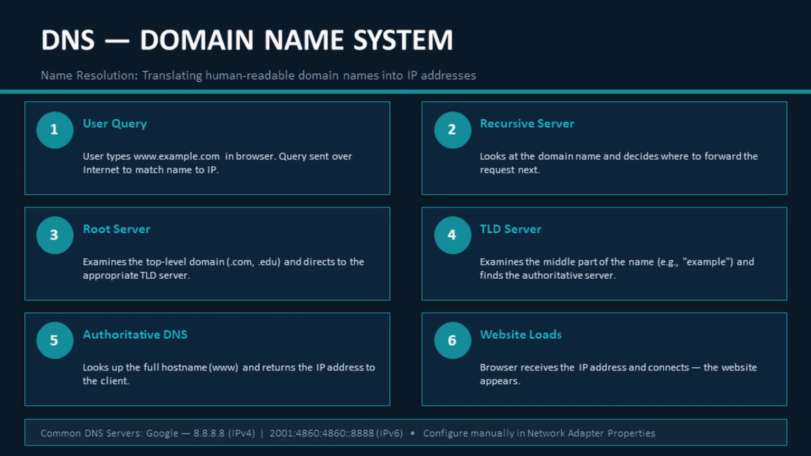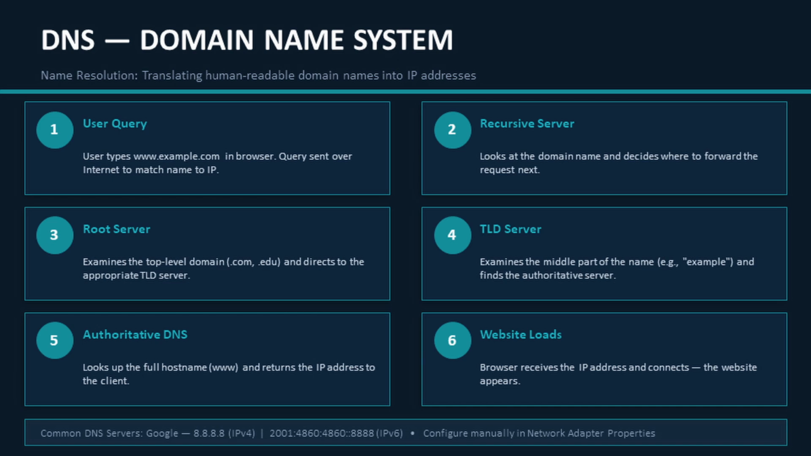That server then looks at the middle part of the domain name and forwards the request to the authoritative name server for that specific domain. The authoritative server looks up the host name, often www, and returns the final IP address. Your browser then uses that address to connect, and the website loads.